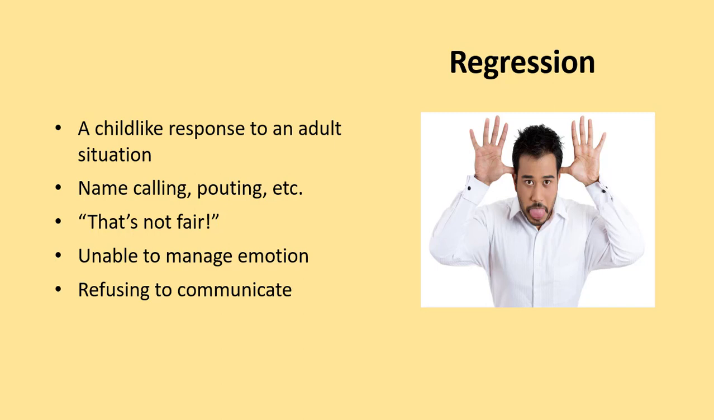And our last one is regression. And this is a silly photo, but it really kind of will help you remember what this is. Regression is a very childlike or childish response to an adult situation. And yes, this can even result sometimes in the workplace in name calling, pouting. When people are using regression as a defense mechanism, they often say things like, that's not fair, right?